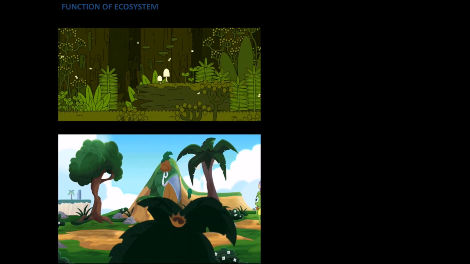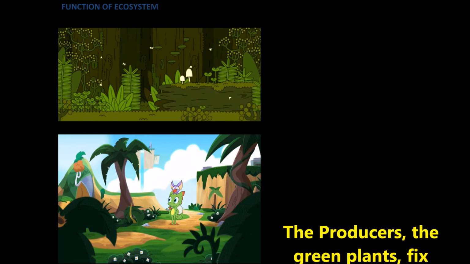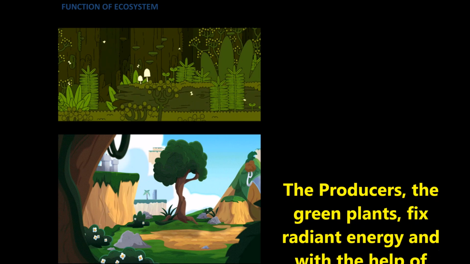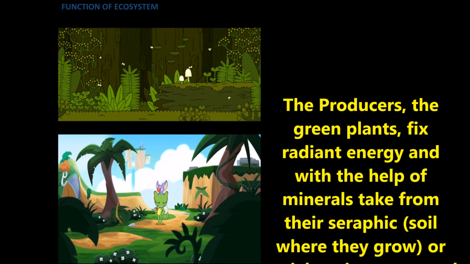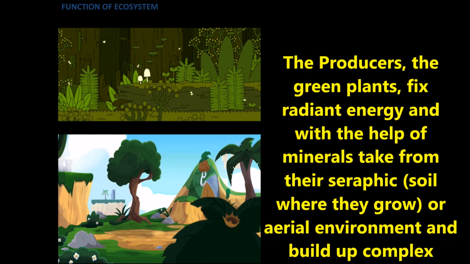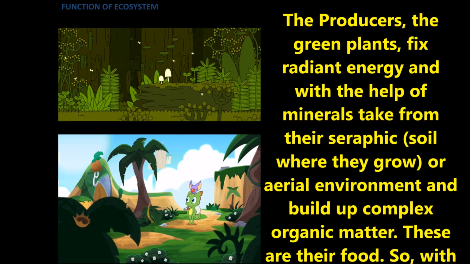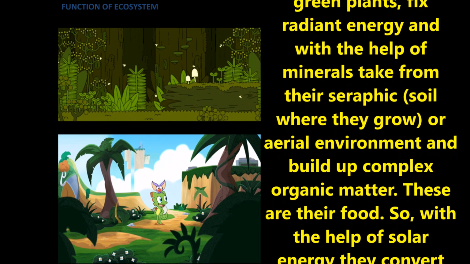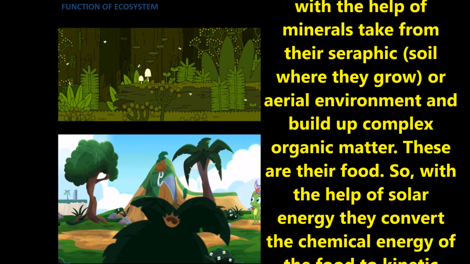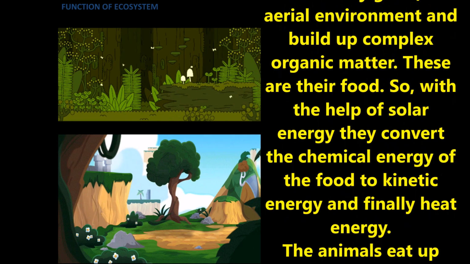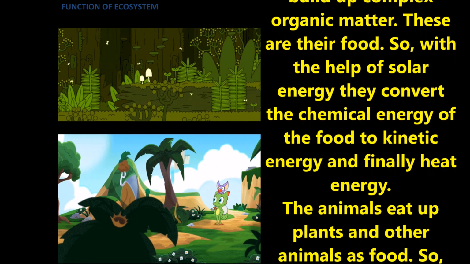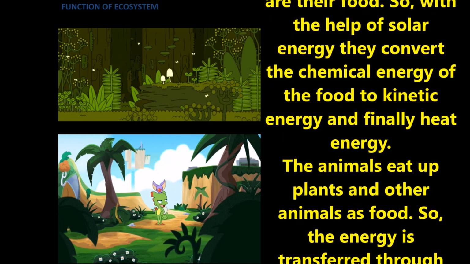Now let us discuss the functions of an ecosystem. The producers, the green plants, fix radiant energy and, with the help of minerals taken from the soil where they grow or from the aerial environment, build up complex organic matter. This is their food, so with the help of solar energy they convert the chemical energy of the food to kinetic energy and finally heat energy.